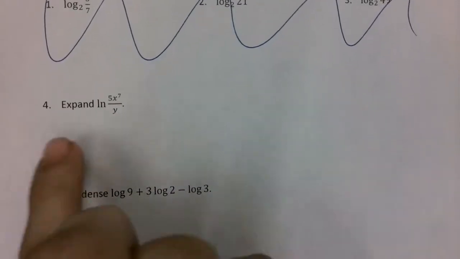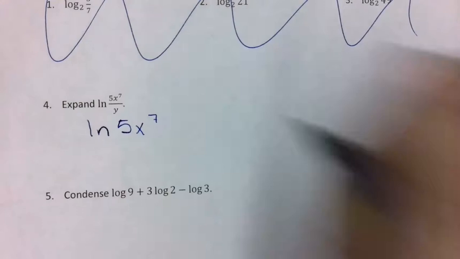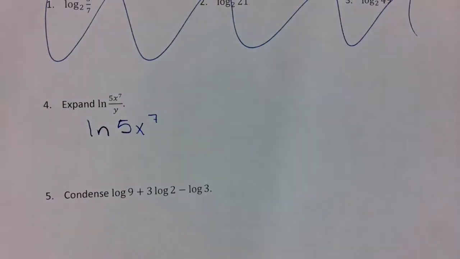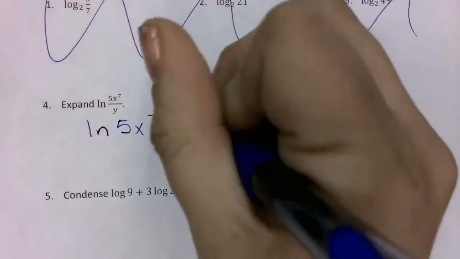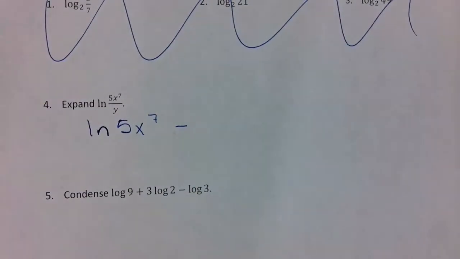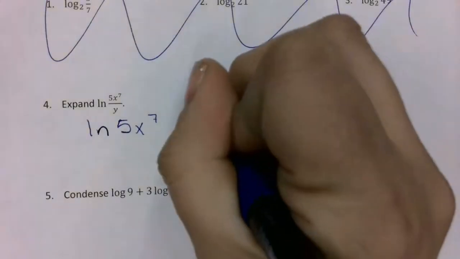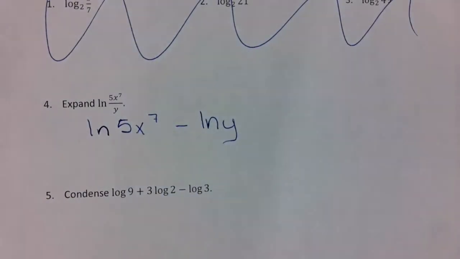Good. So this one wants me to expand. What I do is I separate the top and the bottom. So I have ln of 5x to the 7. That's from the top. And then I have minus ln y. So I split division up with minus.